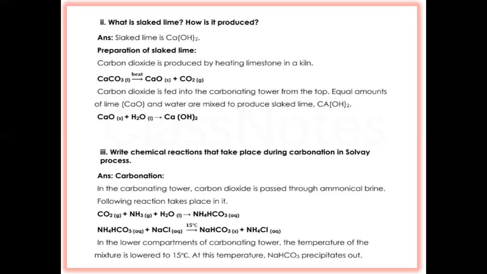Question number three: write the chemical reaction that takes place during carbonation in the Solvay process. Carbonation means passing carbon dioxide gas through ammonia solution, and then it will give us ammonium hydrogen carbonate. This ammonium hydrogen carbonate then reacts with salt, sodium chloride, and will give us the products sodium hydrogen carbonate and ammonium chloride. Sodium hydrogen carbonate, which is also called baking soda, is formed.